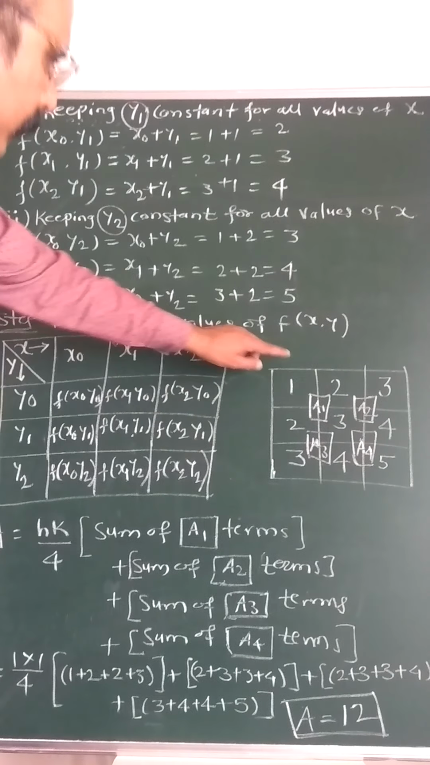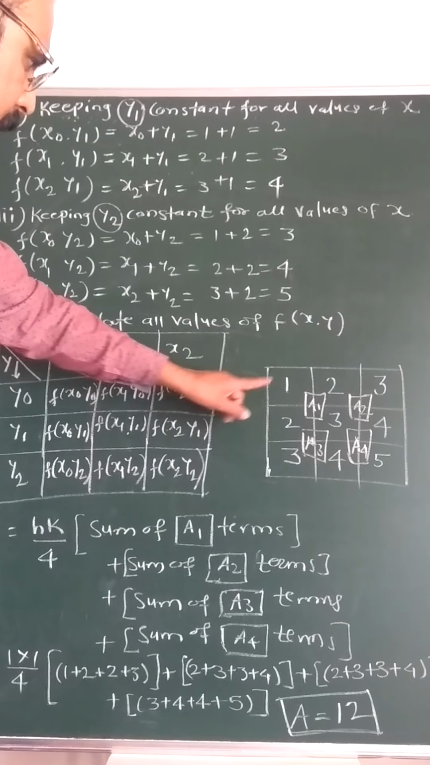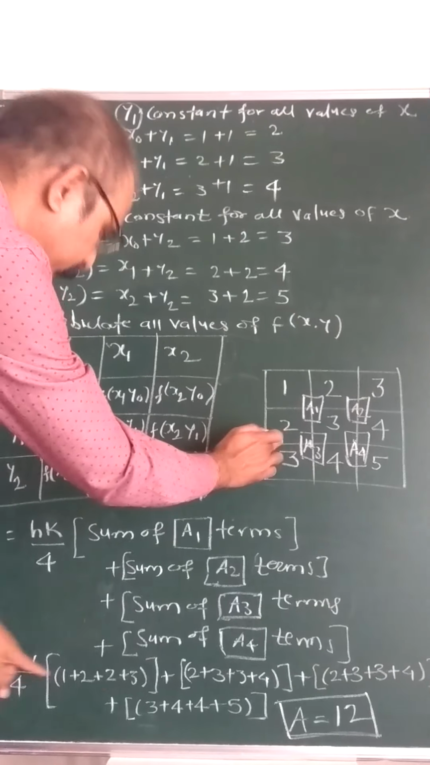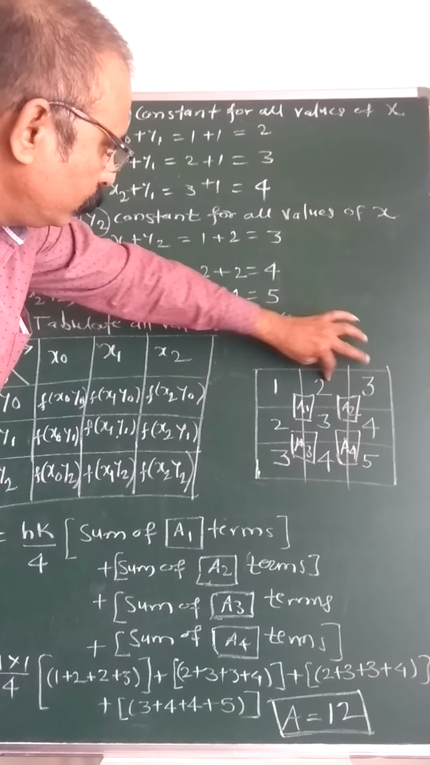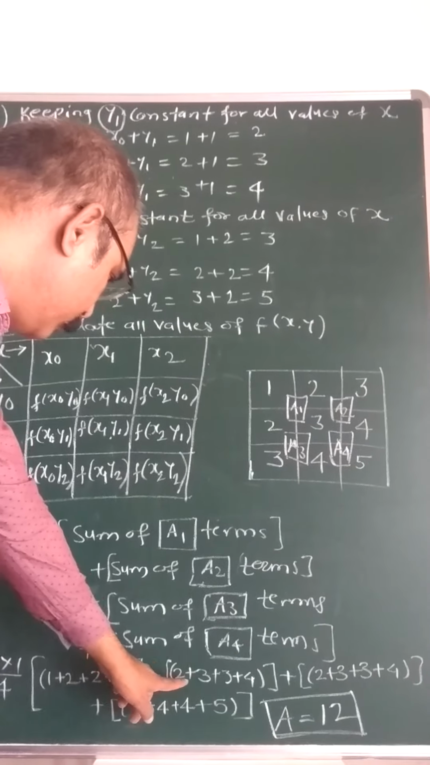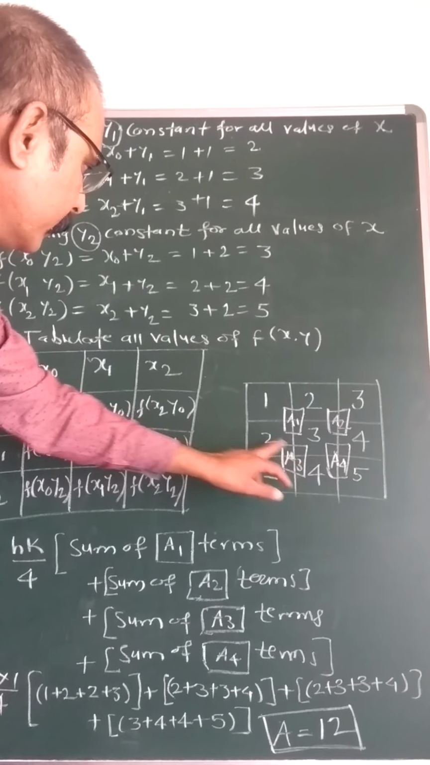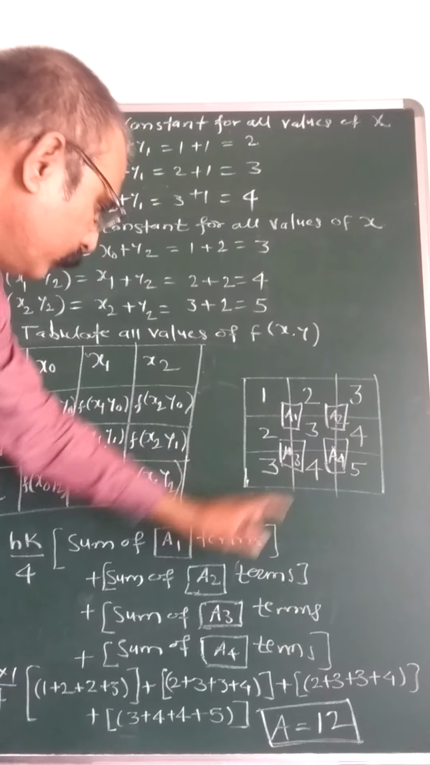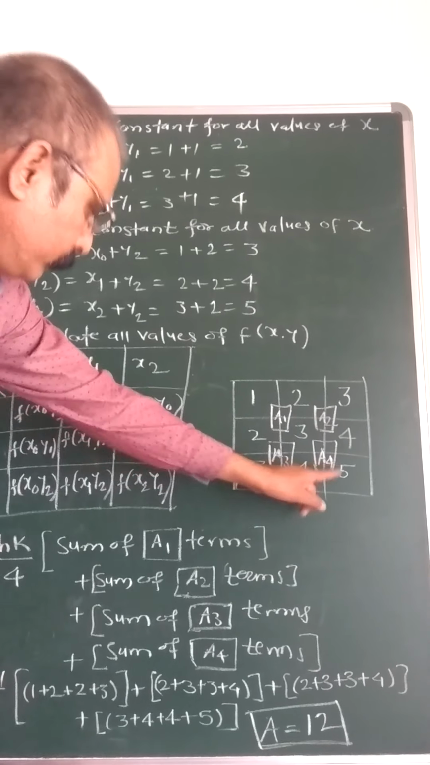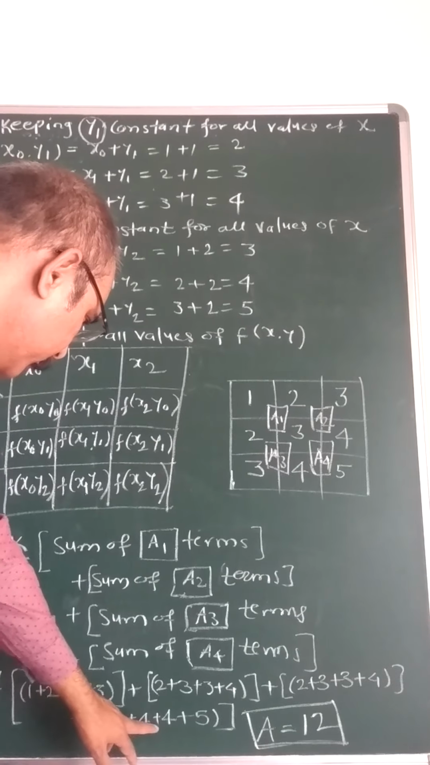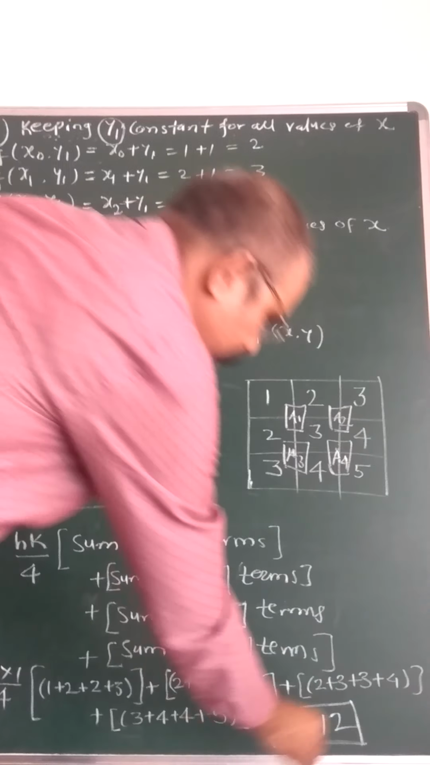Now the sum of a1 square: 1, 2, 2, 3. These are the terms associated with a1 square. Therefore 1 plus 2 plus 2 plus 3. Sum of a2 square, the terms are 2, 3, 3, 4. Therefore 2 plus 3 plus 3 plus 4. Sum of a3 square, the terms are 2, 3, 3, 4. Therefore 2 plus 3 plus 3 plus 4. And last a4, 3, 4, 4, 5, plus 3 plus 4 plus 4 plus 5. After solving, the total area A is equal to 12.